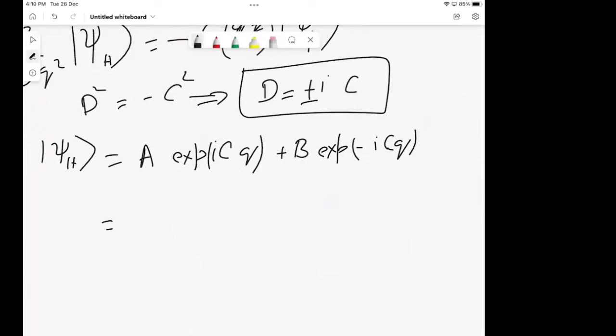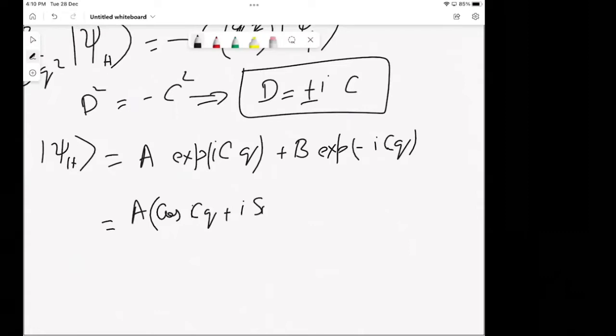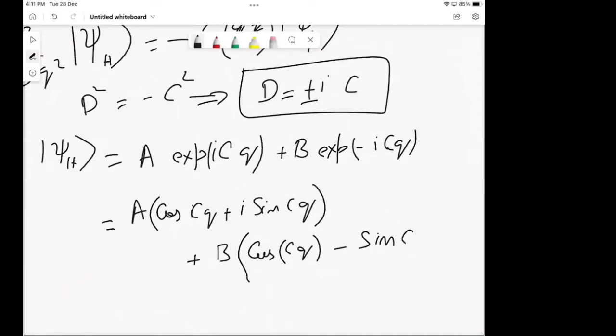then this becomes a cos cq plus iota sin cq, plus b cos cq minus iota sin cq.